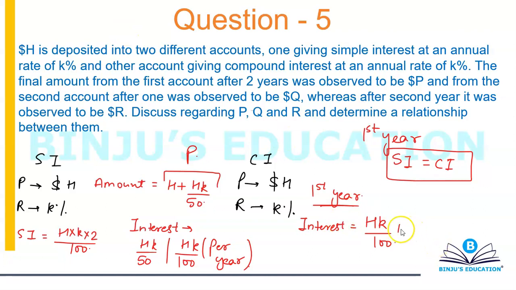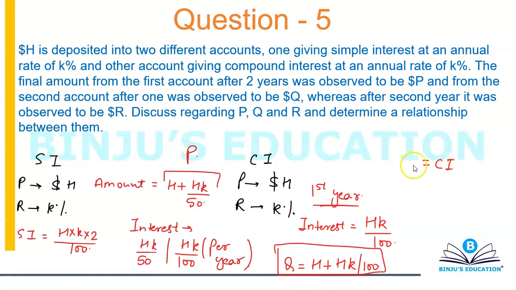because Q represents the amount, it's not the interest, Q represents the amount. So you can basically say that Q will be equal to H plus HK by 100. Now the third thing that I have to calculate is the value of R. Now before we go into that, let me do one thing. Let me remove this.